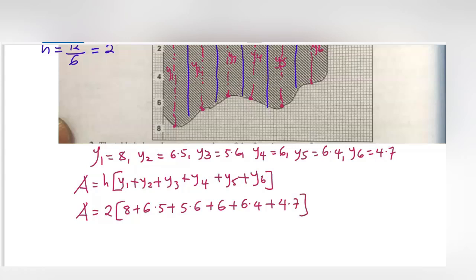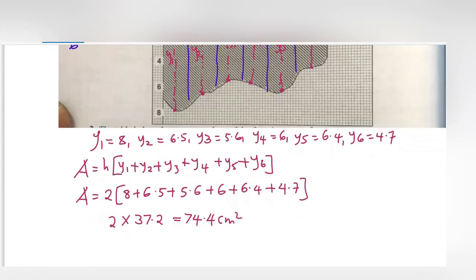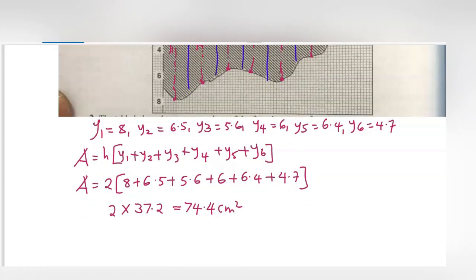Once you have done that, now you can take 2, you multiply by the sum of all the ordinates, that is 8 plus 6.5 plus 5.6 plus 6 plus 6.4 plus 4.7, and that one is going to give us 37.2, and the total area in this case will be 74.4 centimeter square.